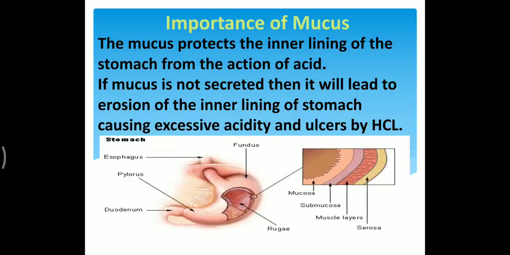Acid is an acid. If acid can corrode or eat away anything, why can't it eat away the stomach's inner lining also? There's a chance. To protect that, a gel-like mucus is released around the wall to avoid the action of hydrochloric acid on the stomach's wall.